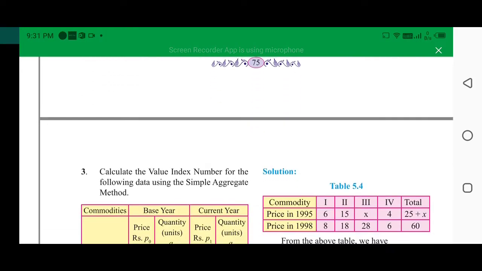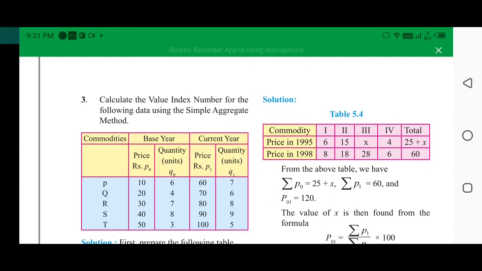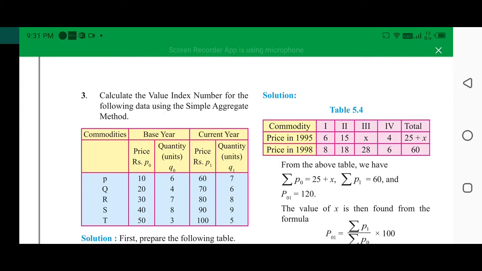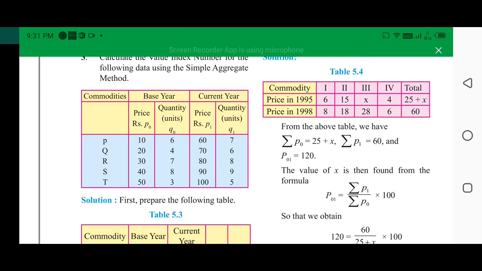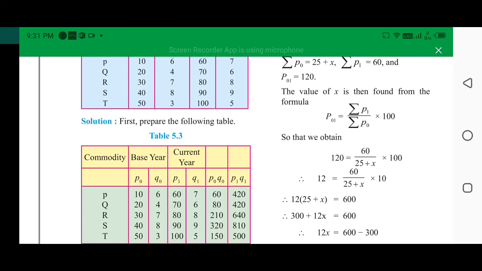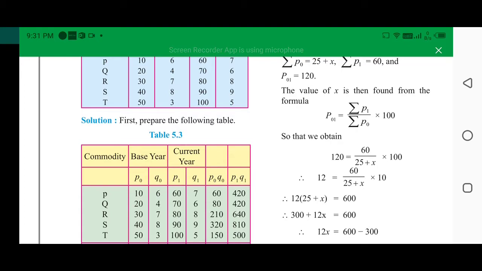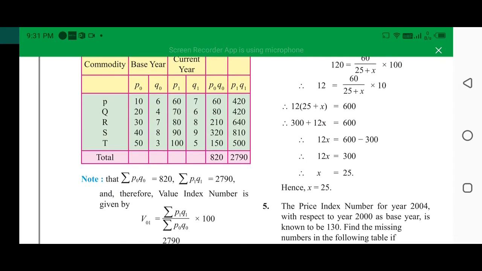Okay, now example 3, the value based index number. We have to calculate the value index number by the simple aggregate method. So the same, the table is given, P naught and Q naught are given, so we can multiply P naught Q naught and P1 Q1, and this will give you the table. From this table you can calculate the totals. Now P naught Q naught total is this, and P1 Q1 total is this.